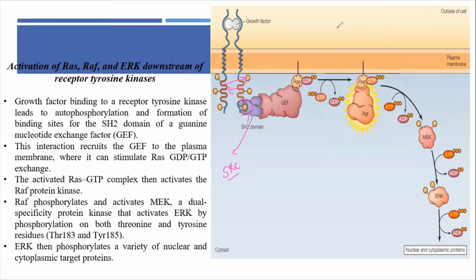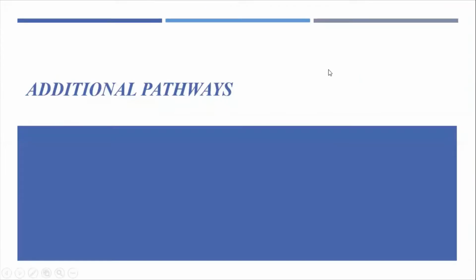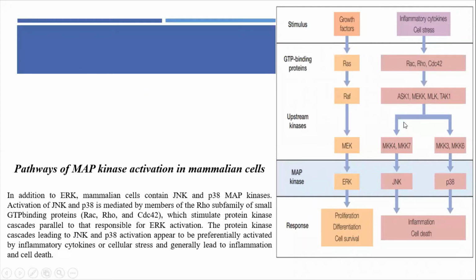Okay, now let's see the other additional pathways which are related to this. There are the other MAP kinase pathways. Here, just for your reference, we have the growth factors. It can be any kind of cell stress or inflammatory cytokines, which can activate your GTP binding proteins like RAS. Instead of RAS here, you will have RAC, RHO and CDC42. This in turn is going to activate ASK1, MEKK, MLK and TAK1. Now these are the proteins which we will be discussing during cell cycle regulation.